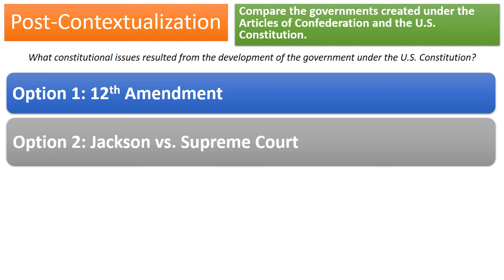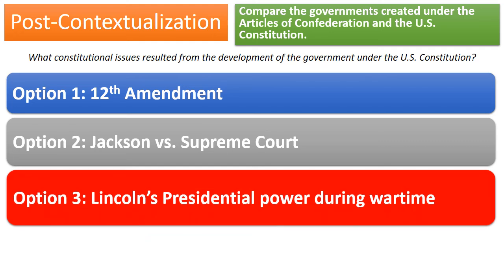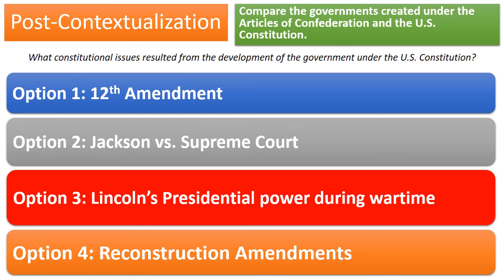Another constitutional issue you can discuss is the conflict between the Supreme Court and President Andrew Jackson over the movement of Indians. Option 3, you could talk about presidential power for Lincoln during wartime, Emancipation Proclamation, the suspension of habeas corpus. Those are both constitutional issues. Finally, you could talk about the Reconstruction Amendments and the federal government's expansion of power during Reconstruction in trying to protect the rights of African Americans in the South.